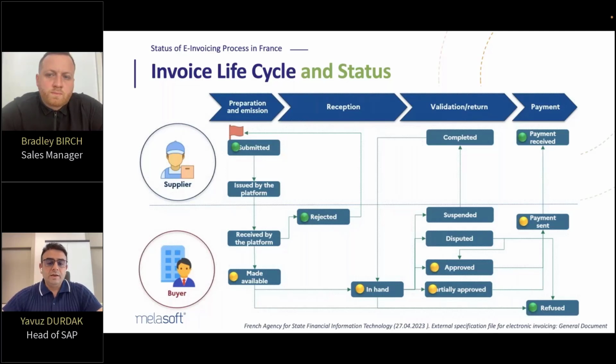Depending on the action taken by the corresponding stakeholders, the invoice status is updated. For each stage, starting from preparation and emission, reception, validation, return, and payment, all of these stages are well defined, and the invoice status should be updated by the corresponding party according to these statuses. The definitions of these statuses are also explained in detail in the government directives.